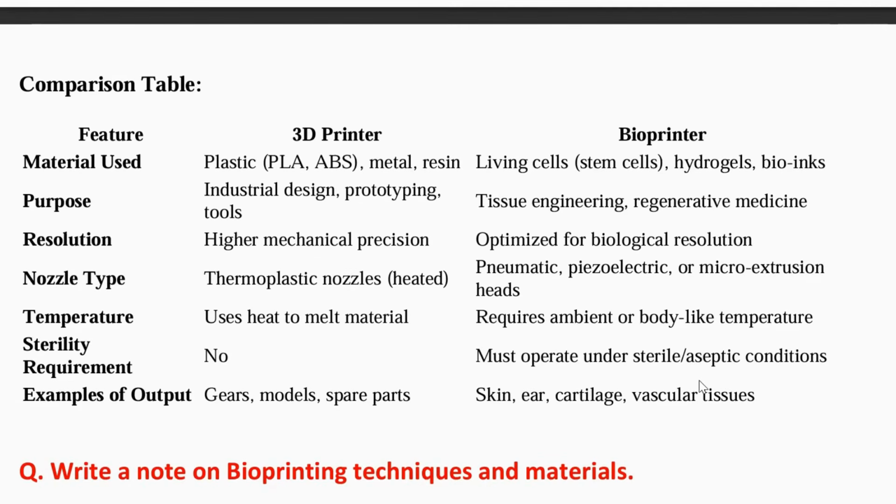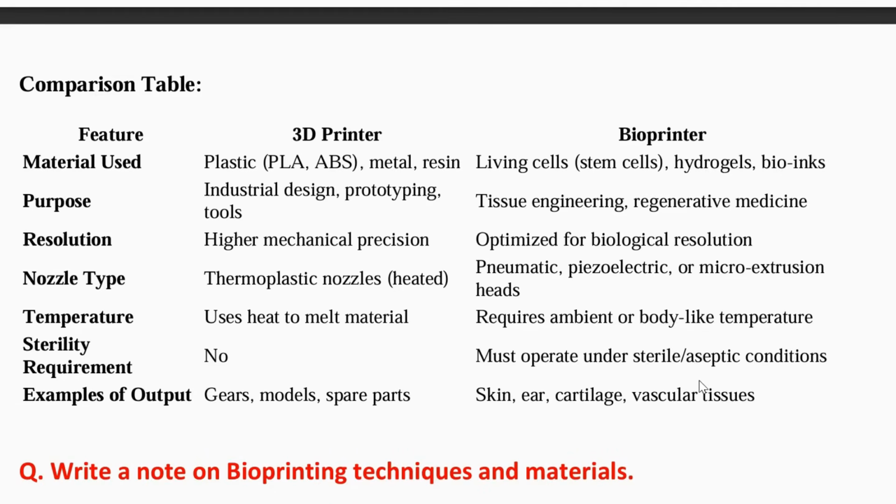This comparison table is very important. Materials here in the 3D printer are plastic, PLA or ABS, metal, resin. In the bioprinting, living cells, that is stem cells, hydrogels, bioinks. Here the purpose is for industrial design and prototyping tools. Here it is tissue engineering and regenerative medicine.